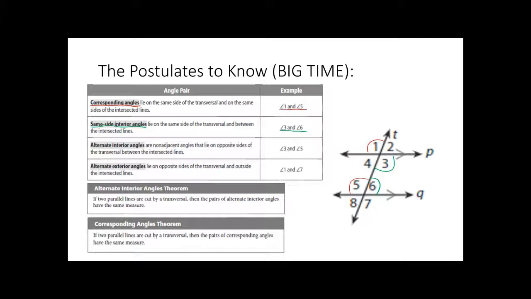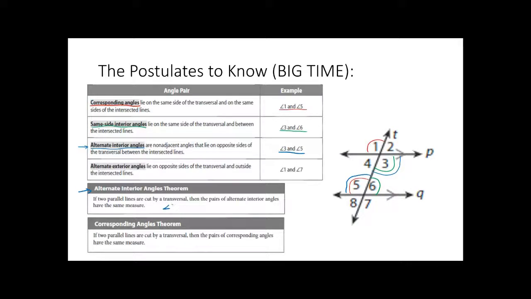All right, alternate interior angles. So let's use blue. Alternate interior angles, that's a big one by the way for geometry. Alternate interior angles are non-adjacent angles that lie on opposite sides of a transversal between the intersecting lines. For example, angle 3 and angle 5. Now, fun fact, there's actually a theorem about alternate interior angles. The theorem says if two parallel lines are cut by the transversal, which in this case it is, then the pairs of alternate interior angles have the same measure.